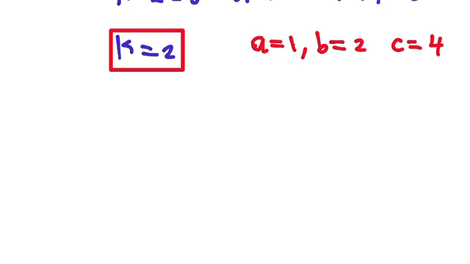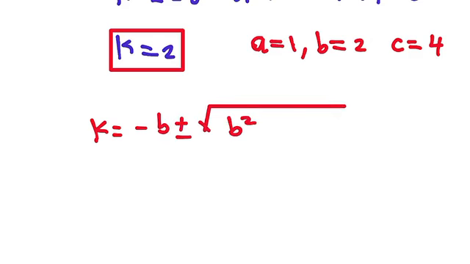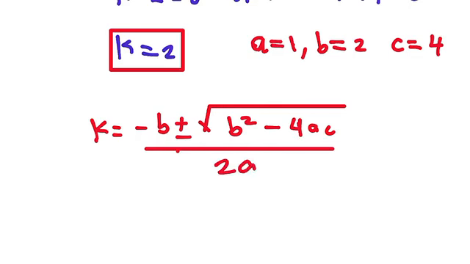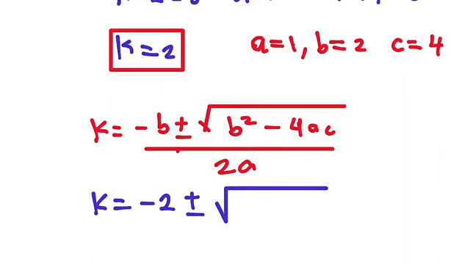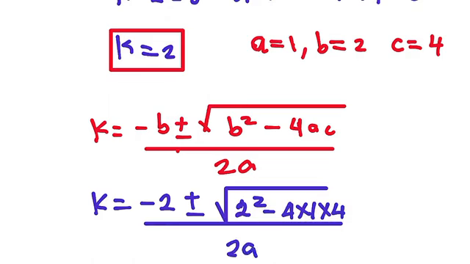Now from there, using the quadratic formula, we're going to have k equals minus b plus or minus the square root of b squared minus 4ac, all over 2a. So b is 2, plus or minus the square root of b squared, that is 2 squared, minus 4 times a, which is 1, and c is 4, all divided by 2a.